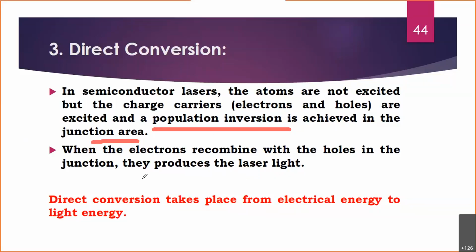Okay, so all such mechanisms are there, but keep in mind that direct conversion is useful for semiconductor lasers, where the energy level difference required is very small. So there you can go for direct conversion, because you can easily excite the electrons and holes to reach the upper state. So the purpose is again the same. Direct conversion takes place from electrical energy to light energy. We are exciting the electrons with electrical energy, and the final outcome you see is the laser light.